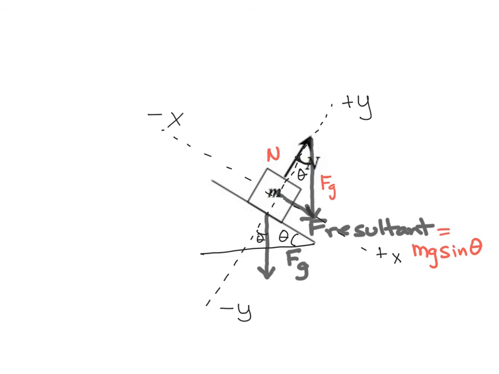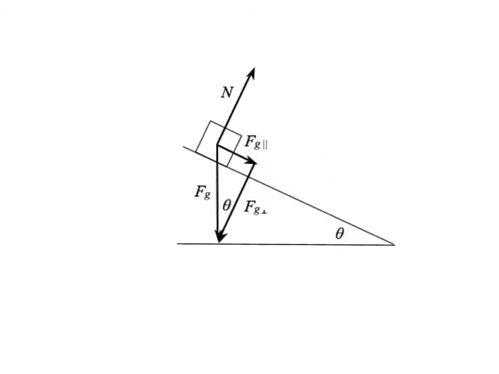Now let's take a look at this from a different perspective. Another way to look at this is to look at your force of gravity, which is acting this way, and think of its two components. It's going to have two components, one force of gravity parallel to the hill, and one force of gravity perpendicular to the hill. Force gravity parallel and force gravity perpendicular are going to form a right angle right there. And again, you should notice that force gravity parallel is indeed mg sine theta. Get the exact same result.